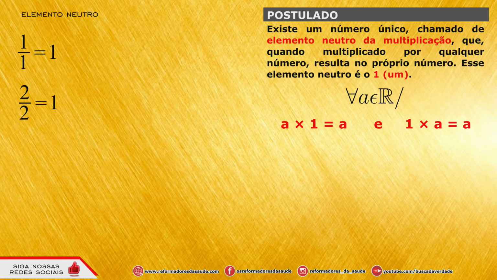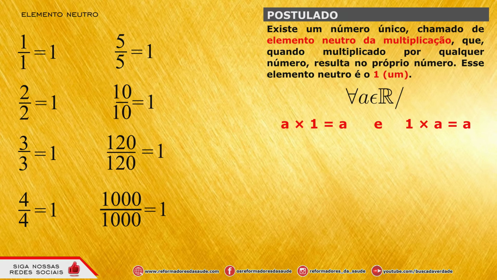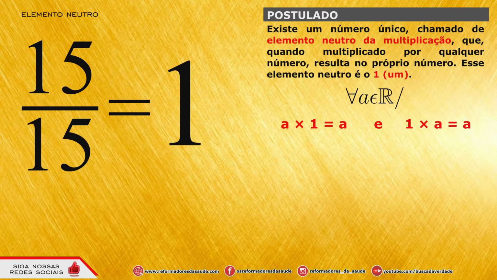Let's see. 1 divided by 1 equals 1. 2 divided by 2 equals 1. 3 divided by 3 equals 1. 4 divided by 4 equals 1. 5 divided by 5 equals 1. 10 divided by 10 equals 1. 120 divided by 120 equals 1. 1,000 divided by 1,000 equals 1. So we see that the number 1 can be any fraction of a number divided by itself.